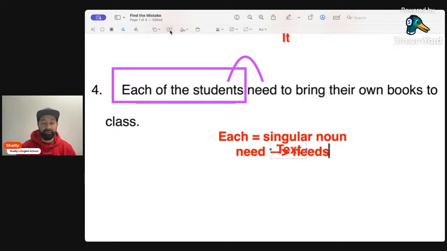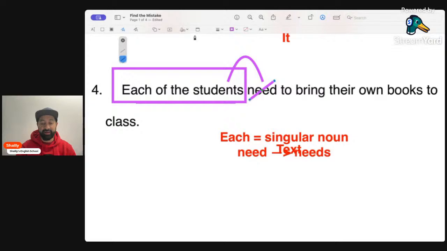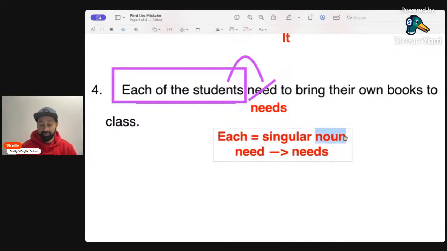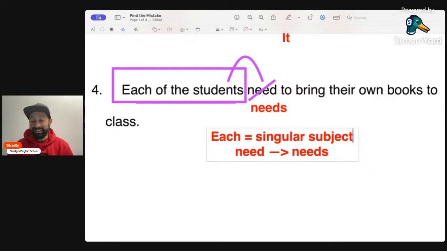So here, need is incorrect. We need to put needs in that situation. Each is a singular noun, a singular subject. So need becomes needs. So each of the students needs to bring their own books to class.